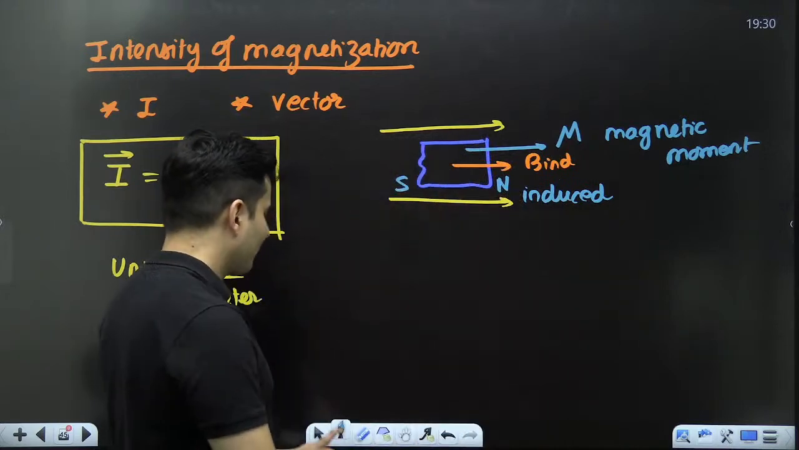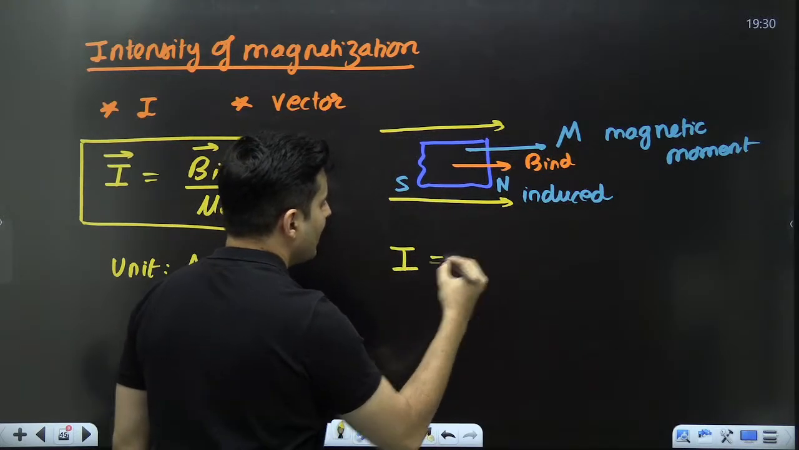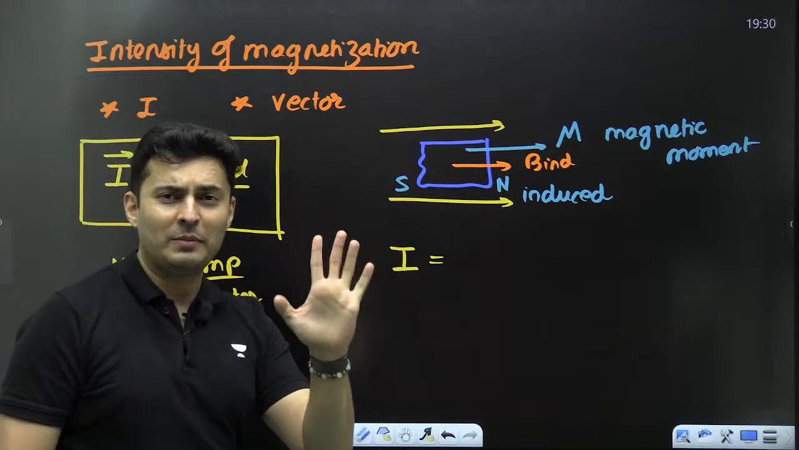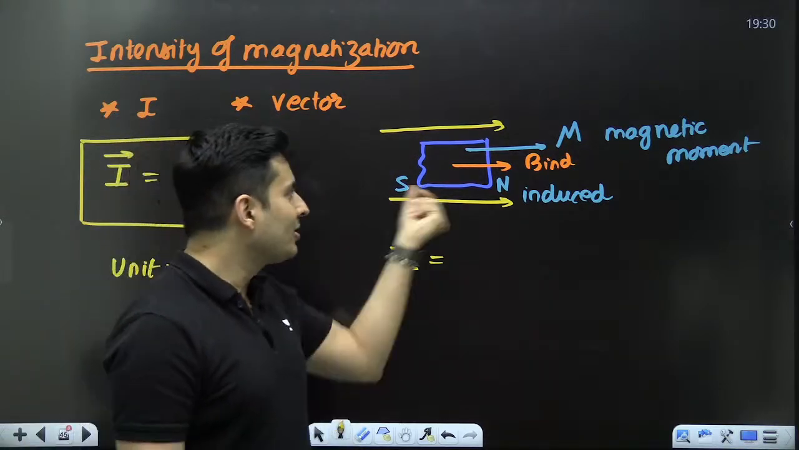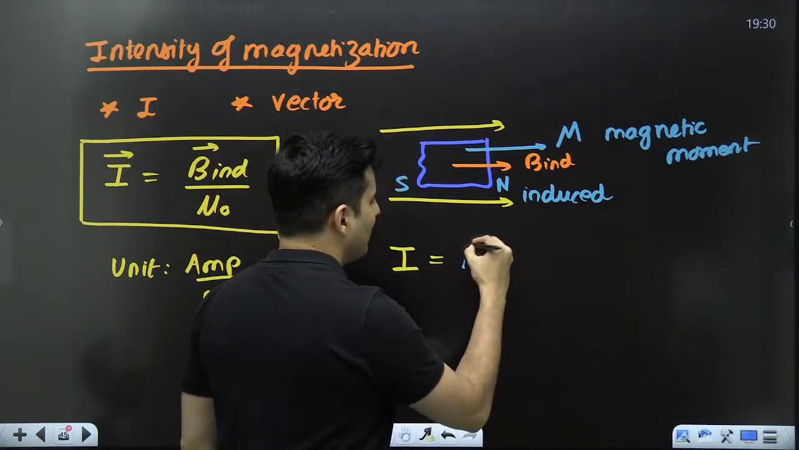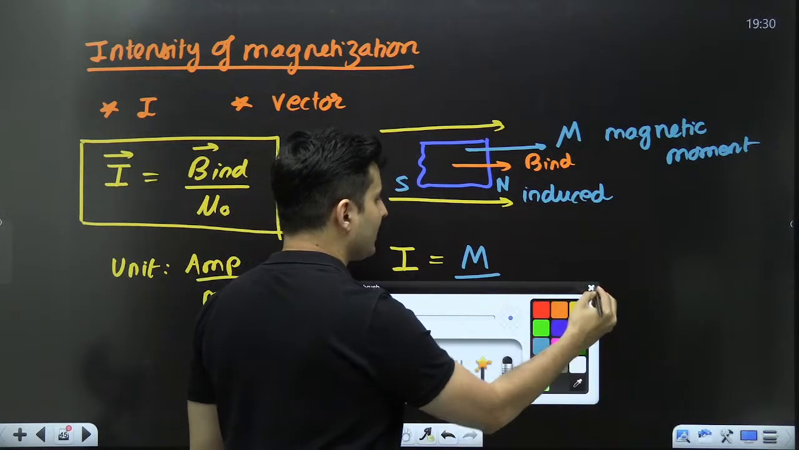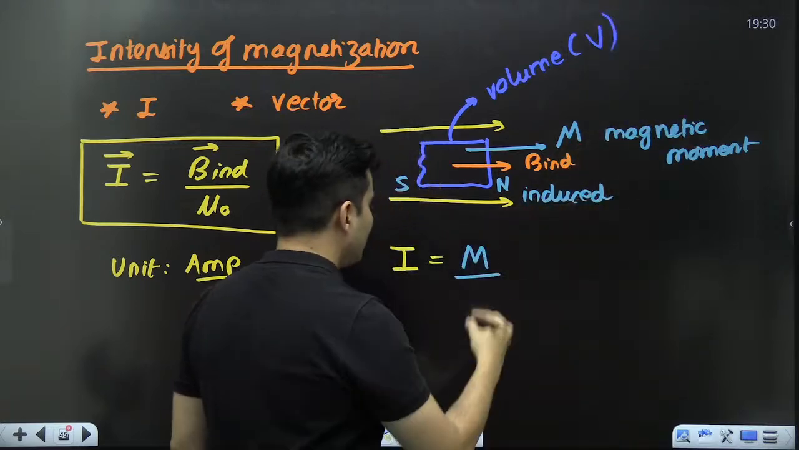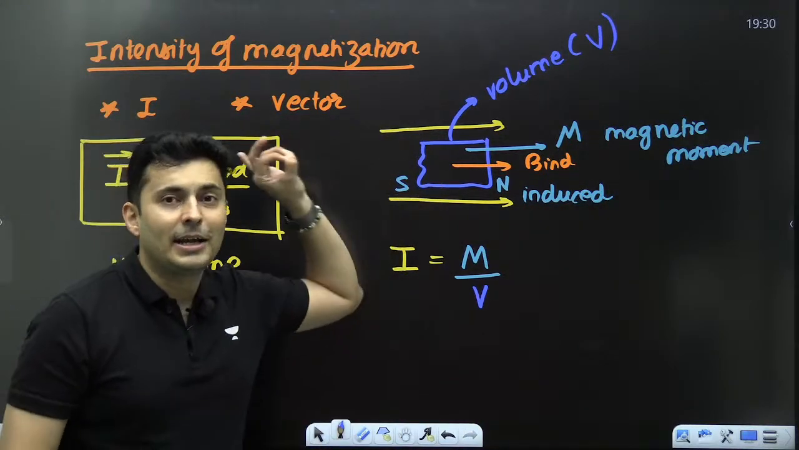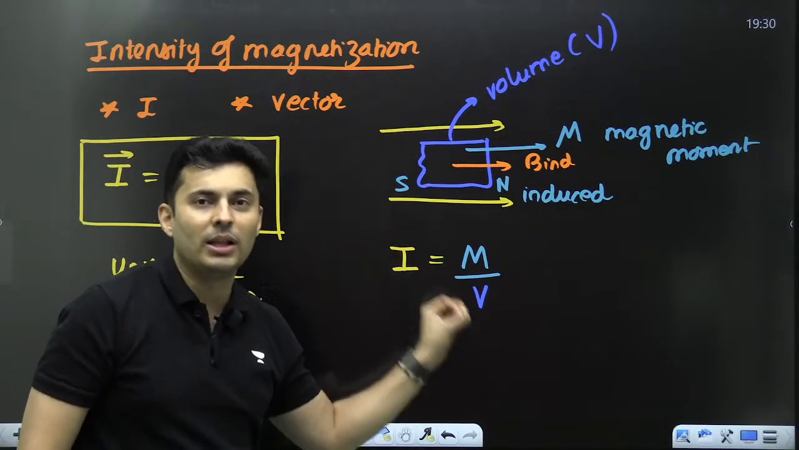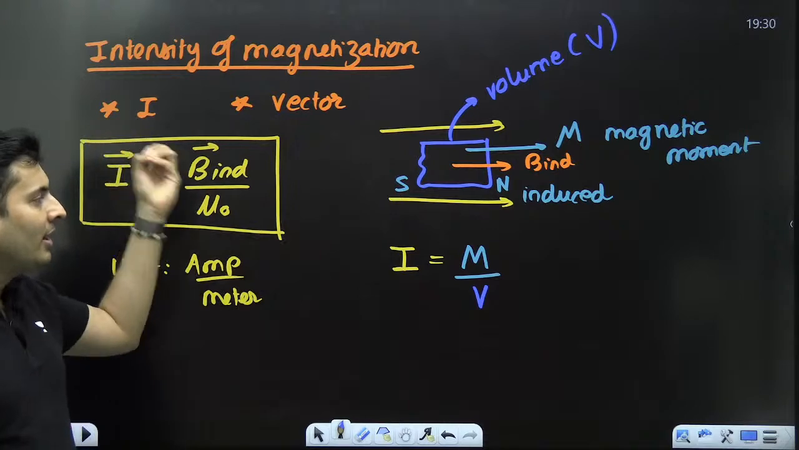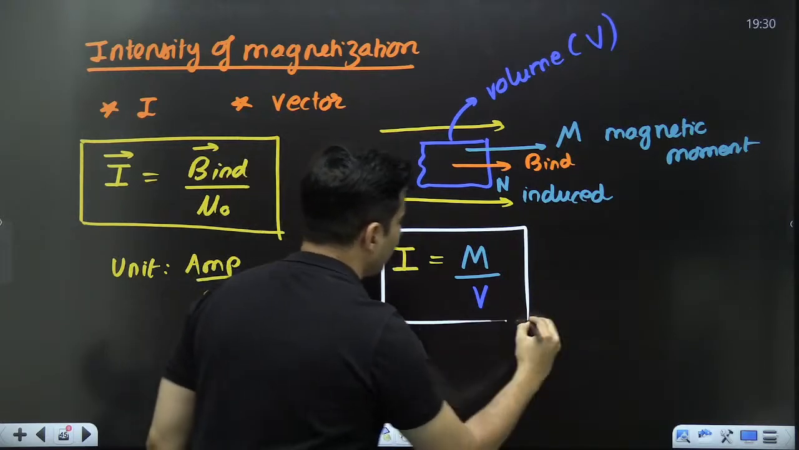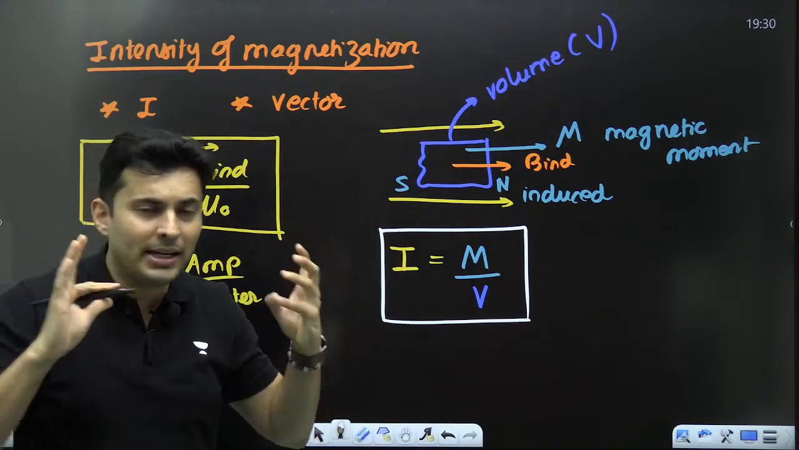Right? So let me tell you one very interesting thing. The intensity of magnetization. If you don't want to write B induced by mu naught, no problem. You can also write it as the magnetic moment, and this entire thing will have some volume. Let's say I can call it V. So it's the magnetic moment divided by volume, the magnetic moment per unit volume. That is also an alternative formula if these are given to you somehow. So please remember this formula as well. It's the magnetic dipole moment per unit volume.